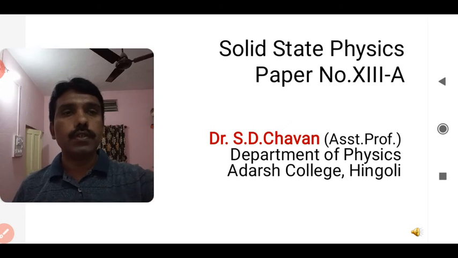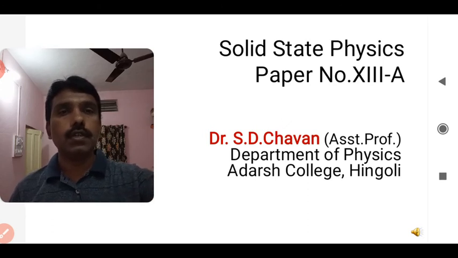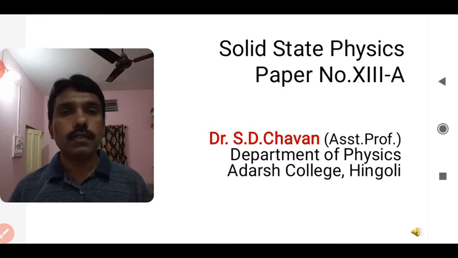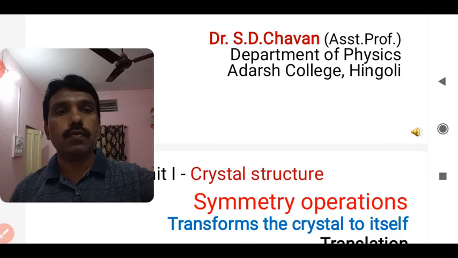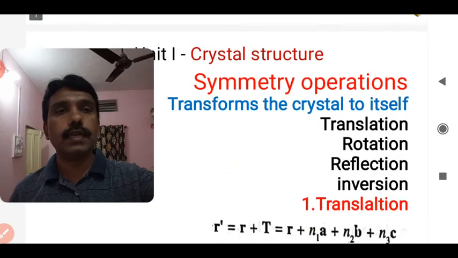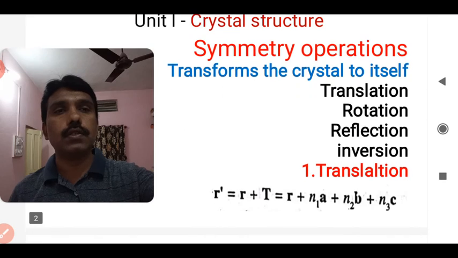In the previous session, we saw a little bit about the crystal structure. As fundamental things, we have seen what exactly the crystal lattice is, the translation vector, what is meant by the unit cell, and what is meant by the basis. Moving forward, today we will see what symmetry operations mean.